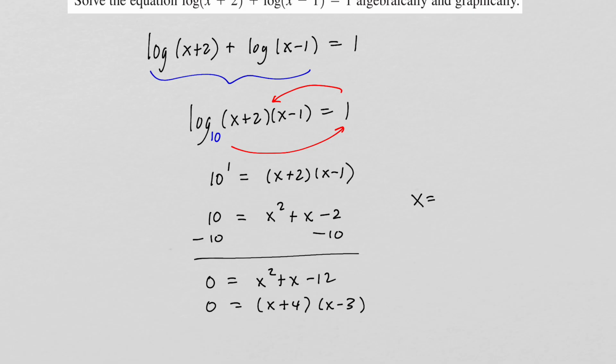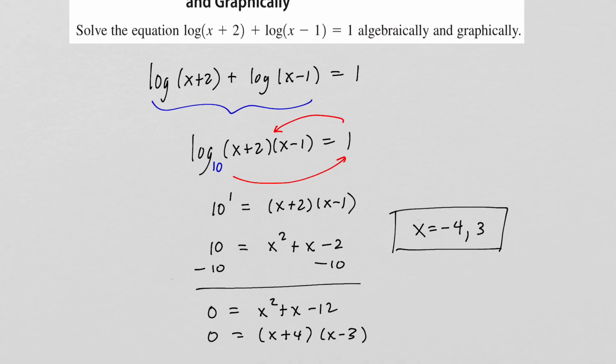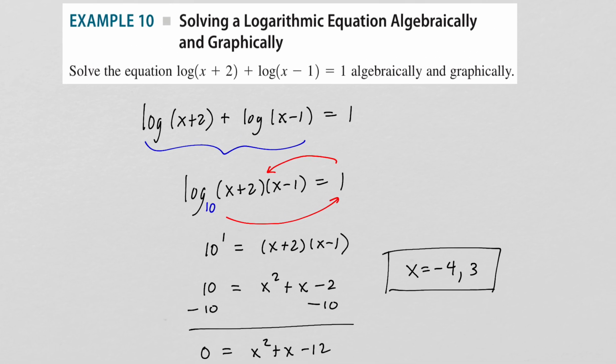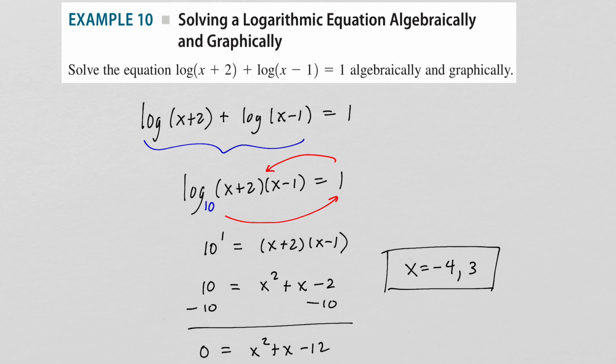And we're going to get two answers, -4 or +3. Now keep in mind, when you're solving log equations, you cannot take the log of a negative number. You also cannot take the log of 0. So if I plug -4 in here for x, notice that we're going to get a negative number there. So -4 is not one of our solutions. Now if you plug in +3, everything's fine. So we only have one solution in this problem, x is equal to 3.